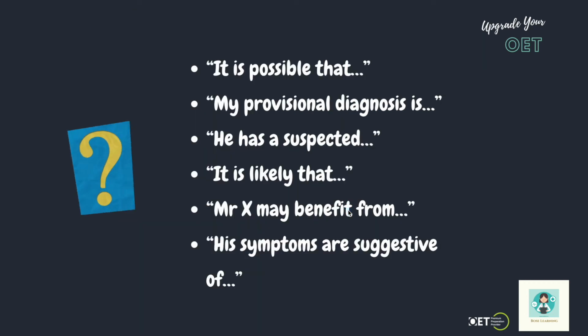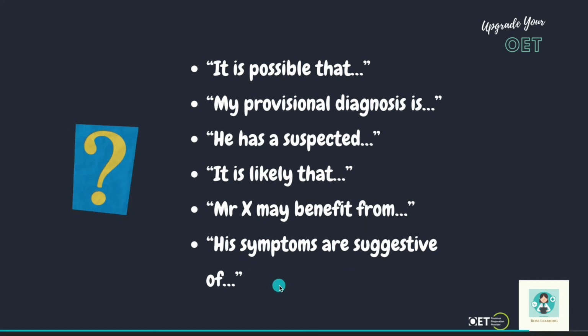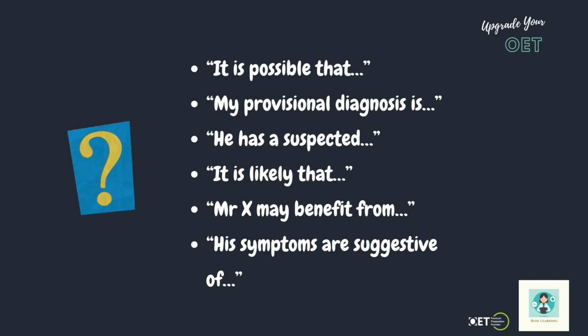Here are some other ways you can indicate that it's a provisional diagnosis. You could say it is possible that, or my provisional diagnosis is, perhaps he has a suspected hernia. If that's the case, it is likely that he is suffering from depression. Mr. X may benefit from counselling. May is a possibility, or his symptoms are suggestive of mild depression, or his symptoms are suggestive of a hernia.